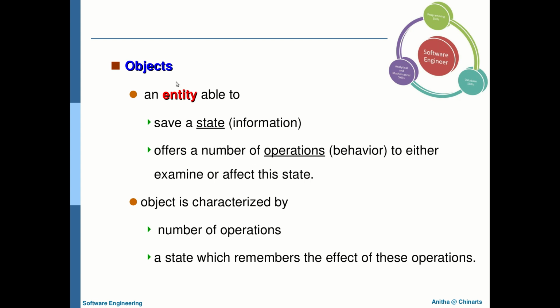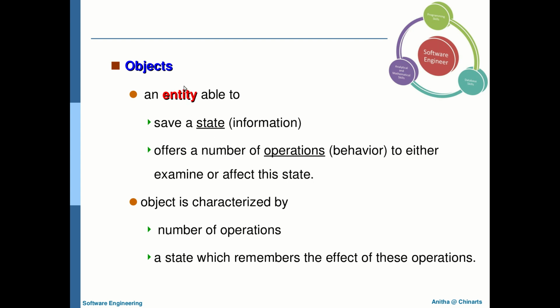Then we are going to just see some of the terms that are used in the object-oriented design. These are the different terms that are used. One is called an object. Object is nothing but an entity which is able to save a state information, and it offers a number of operations, which is nothing but the behavior, or you call it functions, to either examine or affect that particular state. So you want to check the state of the entity, then you need a behavior, or you want to change the state of the entity, then you need a behavior.